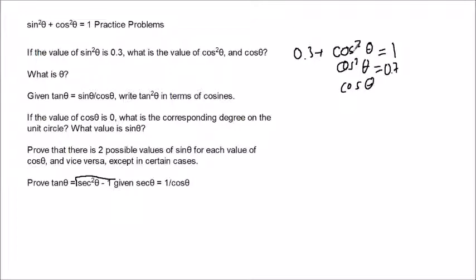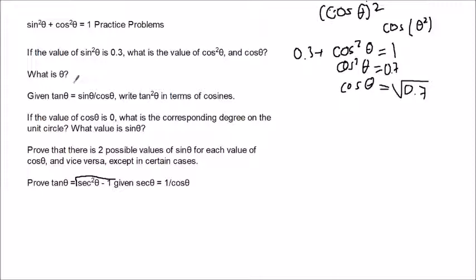Cosine squared theta is just funny notation. It actually means cosine of theta, the whole thing squared. You don't want to confuse it with cosine of theta squared, because that's a totally different thing. Cosine of theta squared is different from cosine squared of theta. Some students write cosine of theta squared, which is not fine, because it means a totally different thing. So cosine theta is just the square root of 0.7.